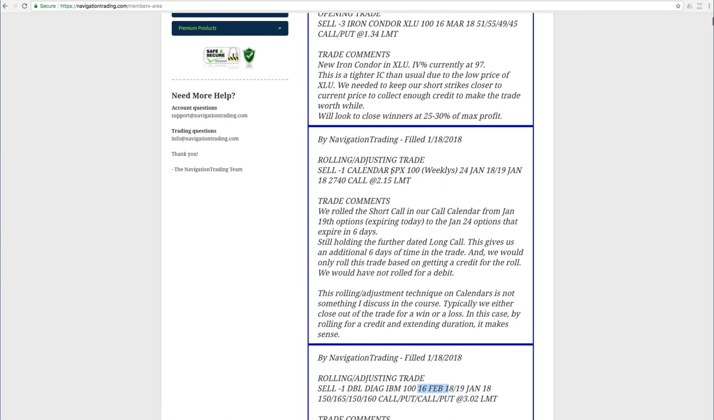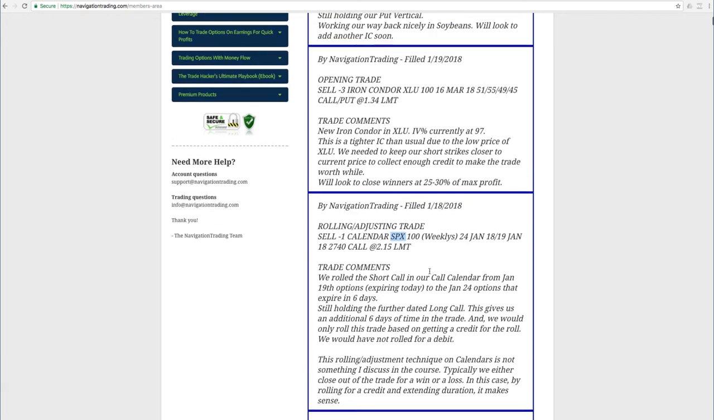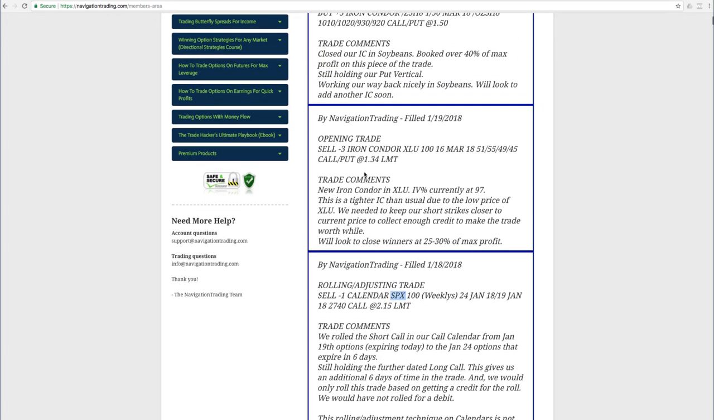Next trade was the SPX one that I already went over. Those were sent out in a couple different alerts. And then the next trade was in XLU. So we opened up an iron condor in XLU.